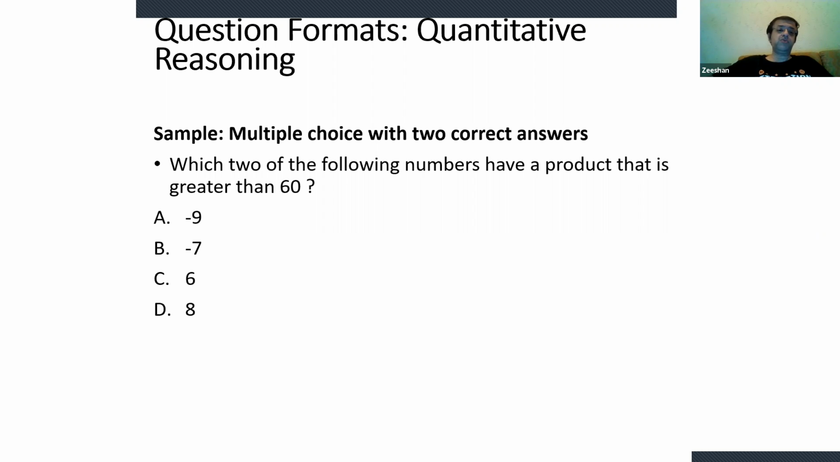But 6 into 8 is 48. So this means that c and d cannot be the answer. So our answers are going to be a and b. Minus 9 into minus 7 gives us 63, which is a number greater than 60. And this is the answer that we are looking for.